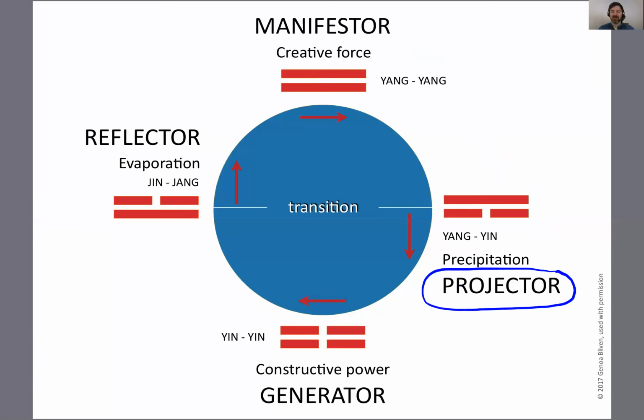Projectors are the people that are able to withstand the manifestor's impact, and they can deal with it, and they can mediate and help generators to deal with the impact of a manifestor, because a manifestor can easily be too intense for this life force. It can be too much. Manifestor's impact can be really intense and to the point of being severe.